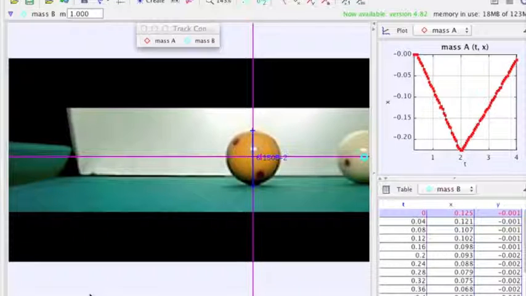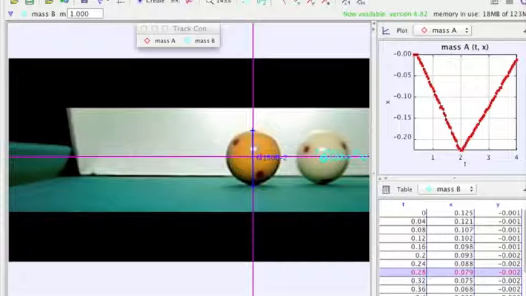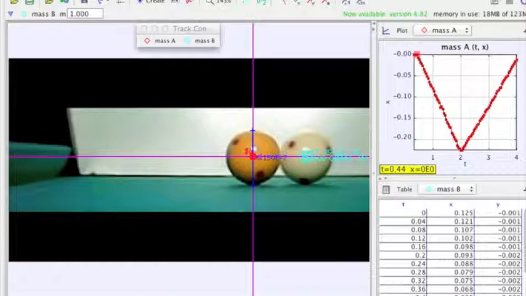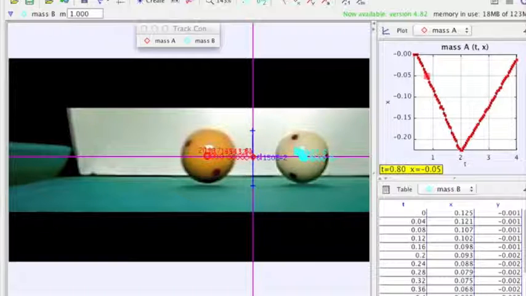A video on YouTube was found of two pool balls colliding, one initially at rest and one moving with an initial velocity of negative 1.7 meters per second. The video was imported into Tracker to be further analyzed.